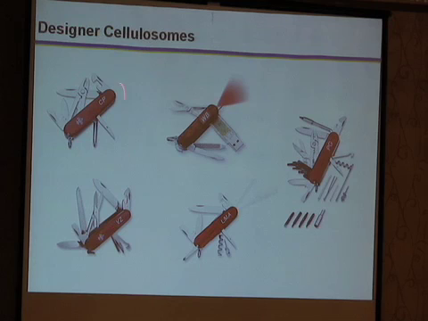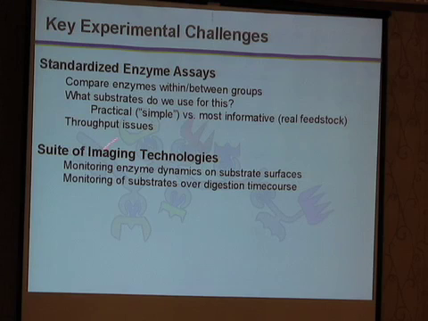Some of them might be, this is actually graduate students in our group, this fellow's building and others. And once we understand this, we might be able to put these together in a recombinant way to make use of them. So the key experimental challenges, and there are a couple things here that are really the take-home message, is we want to be able to compare enzymes between groups, not just within our group.